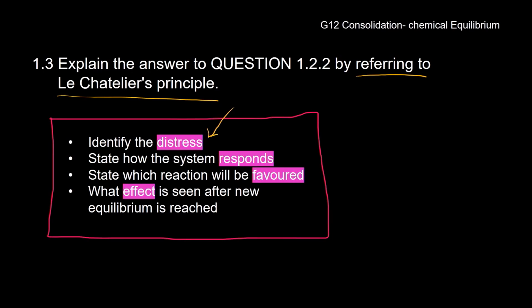There are 4 things. Distress. We have to say, what is the distress? We have to say, how is the system going to respond to that distress? Which reaction is favored? And what effect will the new equilibrium have when it is reached?